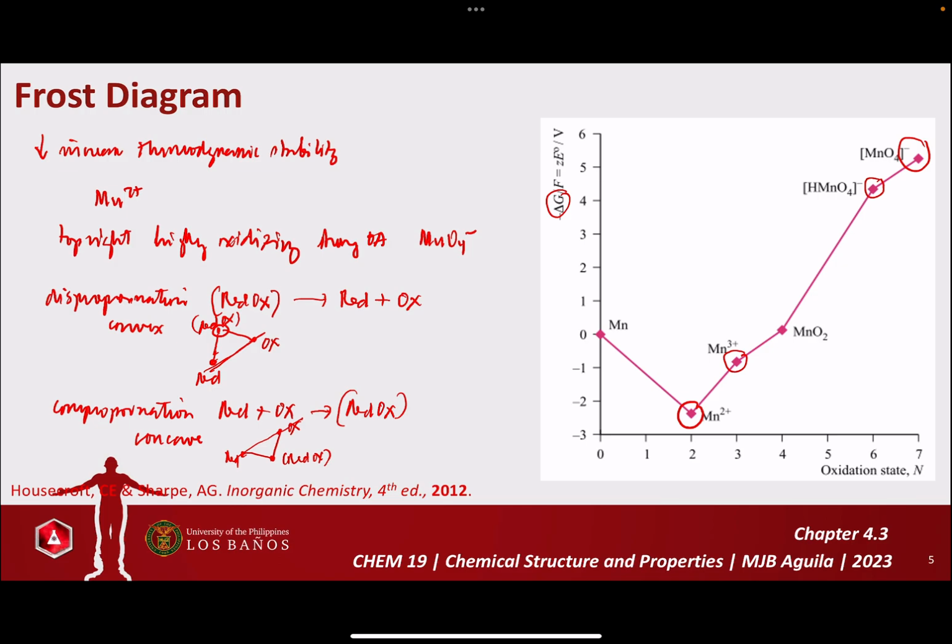So this means that the oxidized form has the natural tendency to go to the redox form. At the same time, the reduced form will go to the redox form. And that's what we meant by comproportionation. Essentially, in this plot, that's MnO2. So MnO2 is the product of comproportionation of HMnO4 minus and Mn3 plus. So take note, HMnO4 minus and Mn3 plus are the ones that undergo comproportionation to give MnO2. On the other hand, HMnO4 minus undergoes disproportionation to produce MnO4 minus and MnO2.